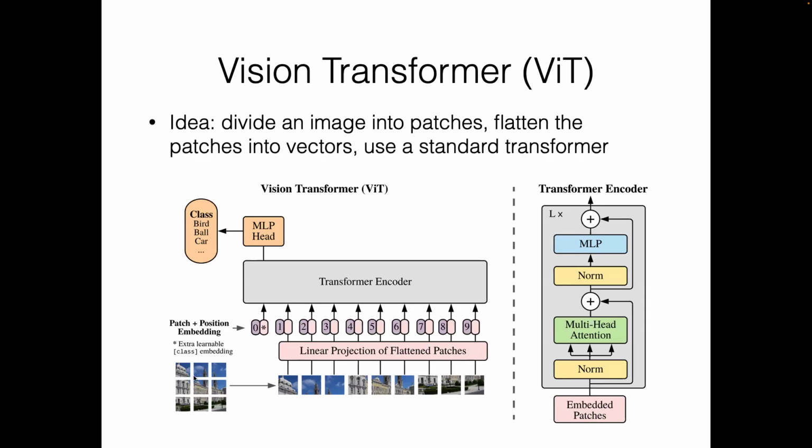Then we can just kind of unroll these into this sequence. Then each one of these is a matrix, a 2D matrix. So we can just flatten that matrix into a vector, and then project it with a weight matrix into whatever dimension we want. Okay, so now we have a vector for each one of these patches.